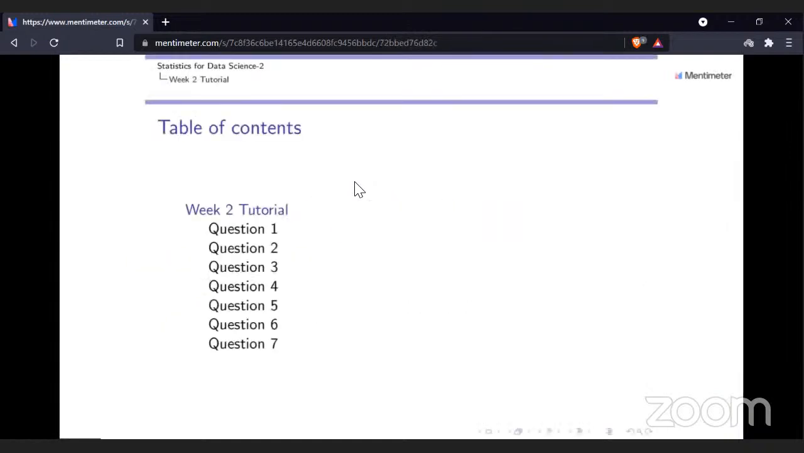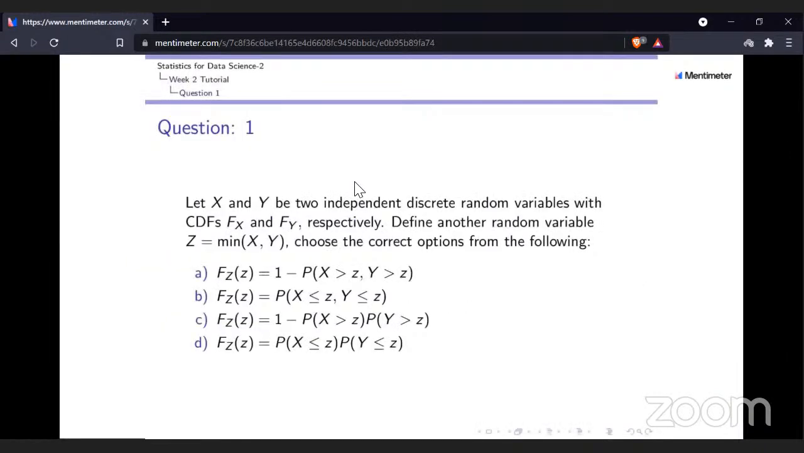So we'll move to our first question. The question says, let you have two independent discrete random variables, x and y, and their CDFs are given as Fx and Fy. Now you have to find another random variable Z as the minimum of x comma y. There are four options regarding the CDF of the minimum of x comma y, and you have to select whatever is possible.